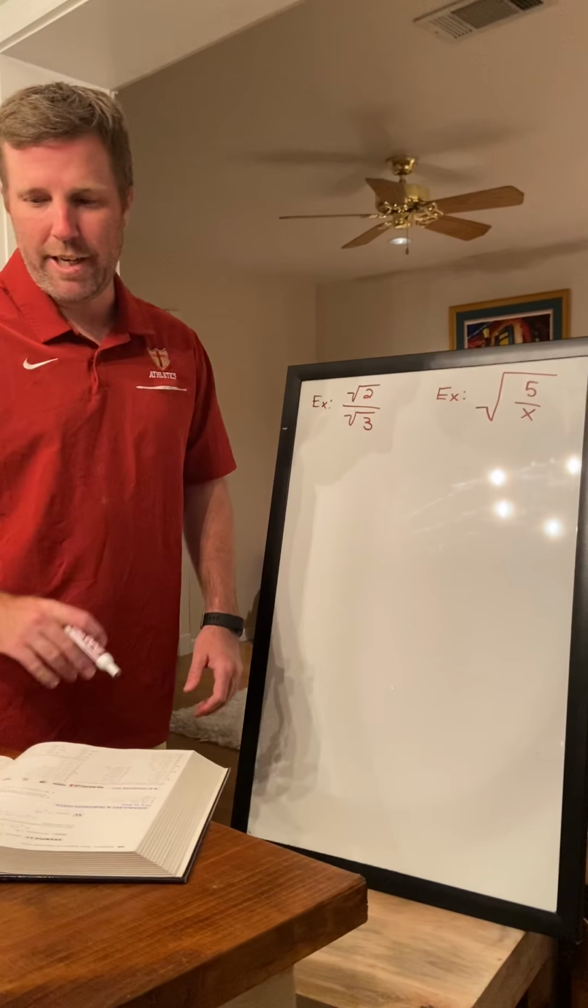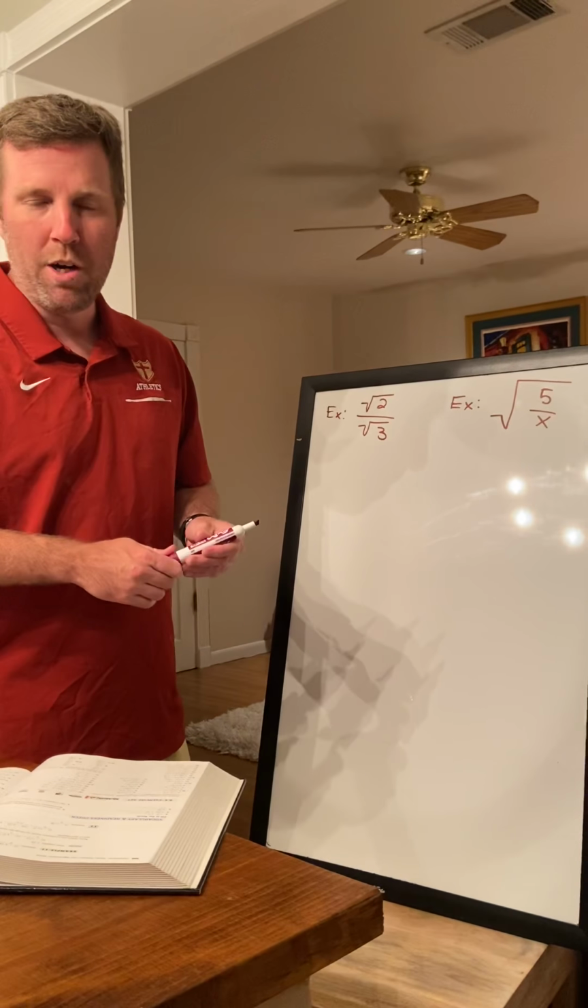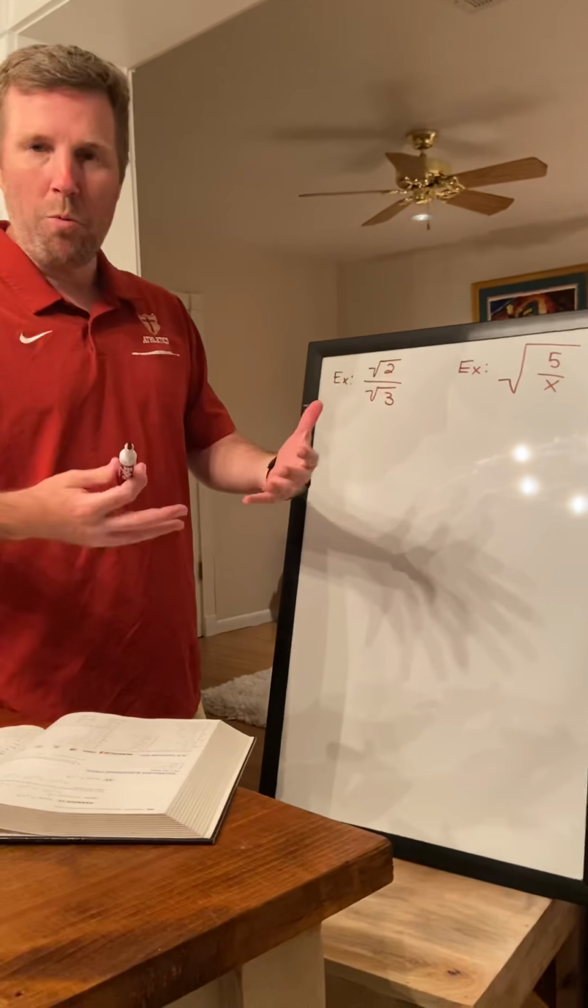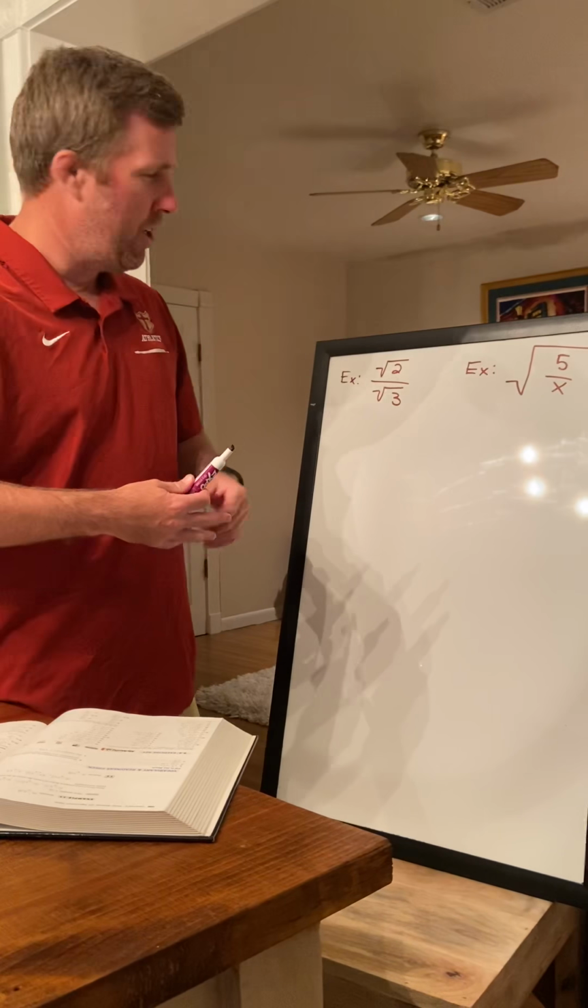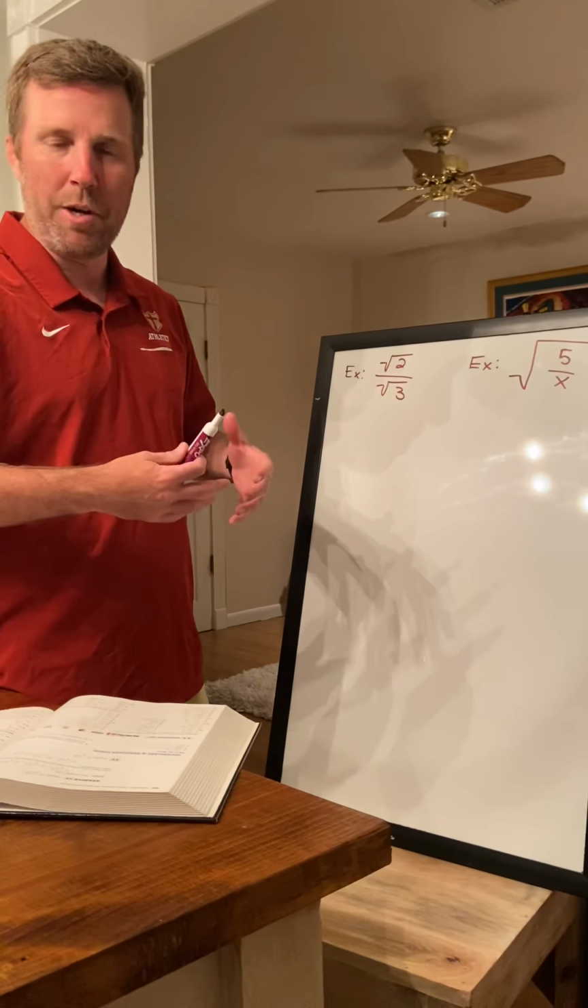All right, guys, I'm going to go ahead and go over some examples from yesterday's homework on 9-4 to clear up any issues you guys might have had. Remember, that was rationalizing the denominator, where we can't have a radical in the denominator. We have to get rid of that.